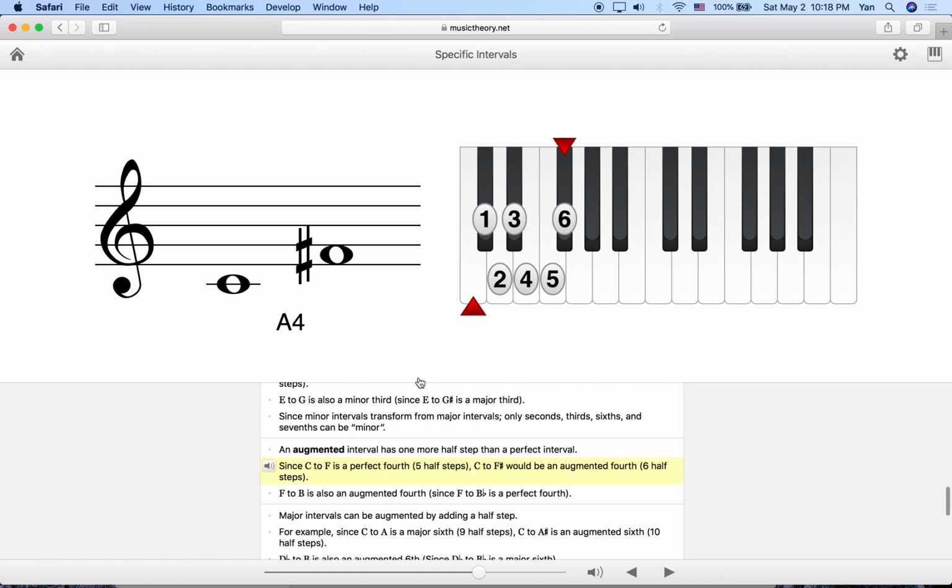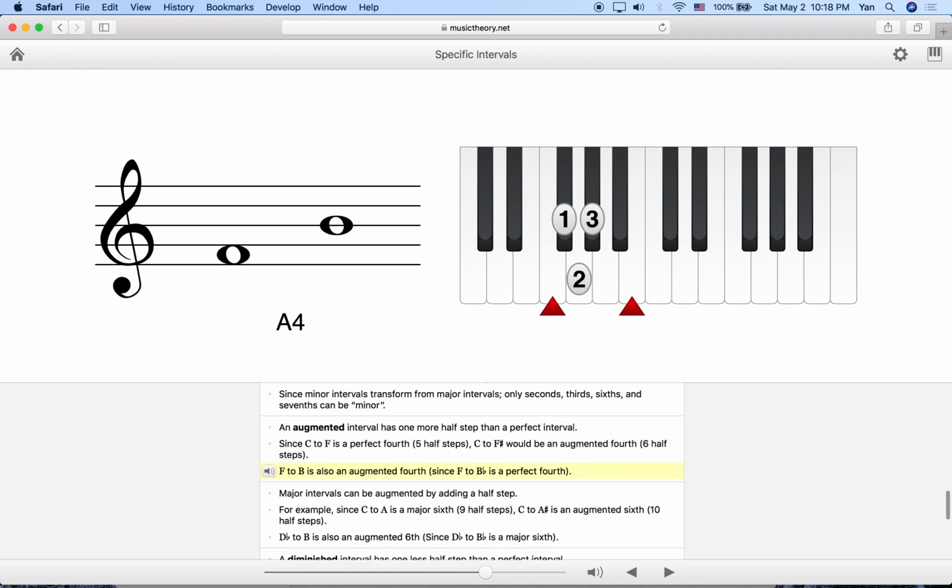But C to F sharp is an augmented fourth. So C and F natural would have been a perfect fourth, but that extra half step of the F sharp makes it an augmented fourth. 6 half steps. Okay, it's still a generic fourth because of the location on the staff, but we're now accounting for that sharp. So we're going from a perfect fourth to an augmented fourth.